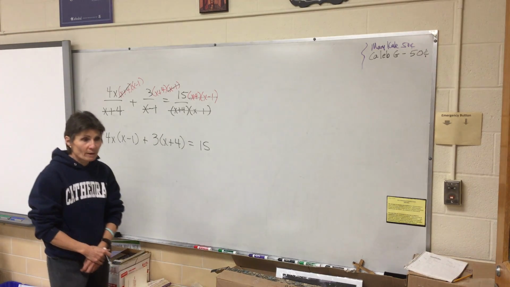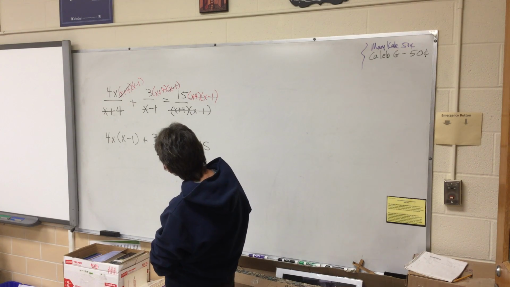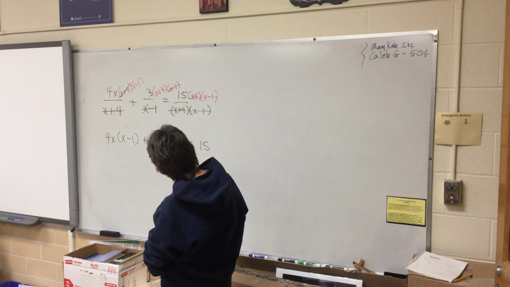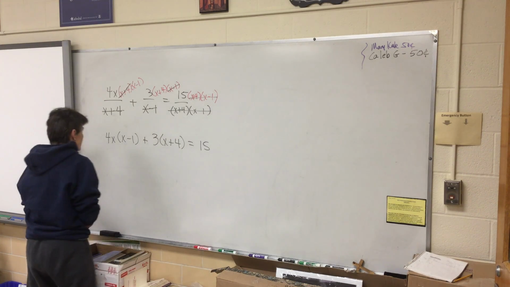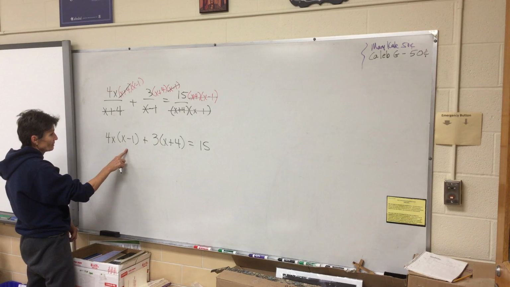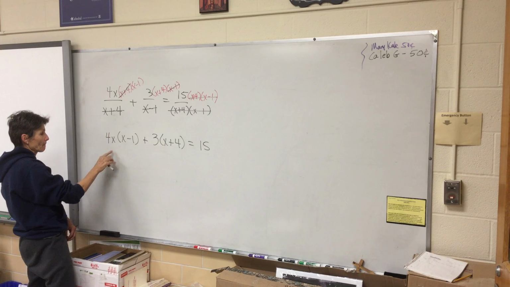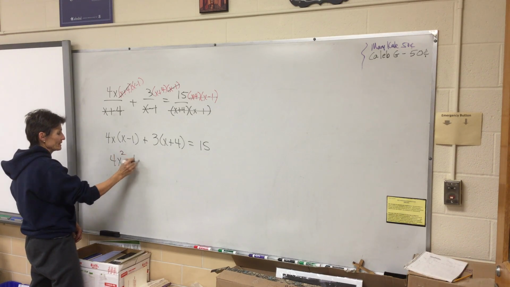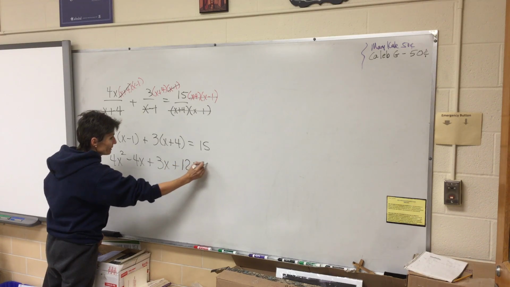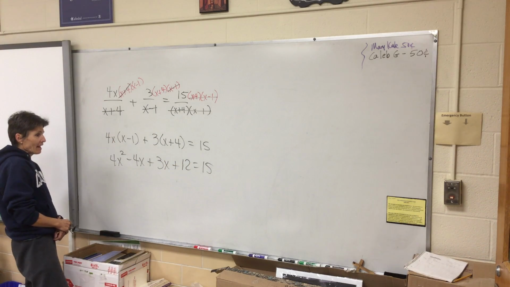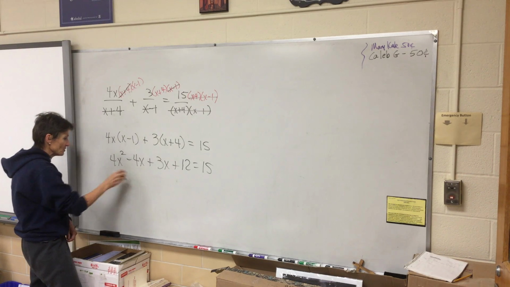All right, William, what do you think I ought to do now? Yeah, absolutely. So do this. What's that going to leave me with, William? What am I going to have here? 4x squared minus 4x. Perfect. Plus 12x. Right on. Now, 12x and 4x, combine like terms. Exactly. So we're going to add these two together.